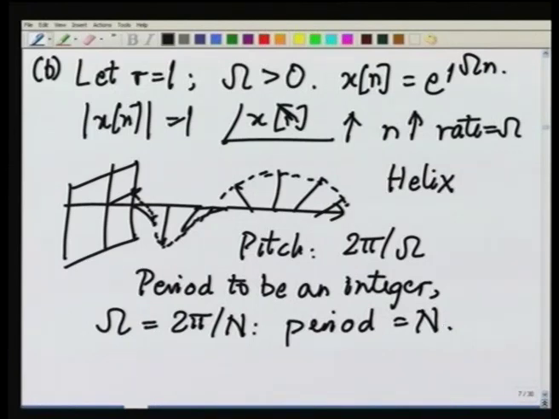If omega is anything other than of the form 2 pi by N, then we will not have an integer period, and it is necessary by definition of the period of a periodic discrete sequence, which is actually given as follows. If, well, let me just give you the definition of a periodic discrete sequence.